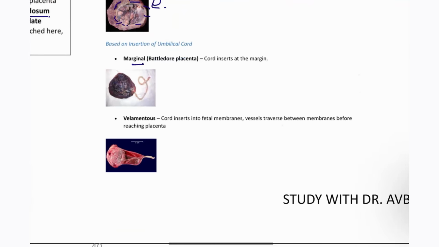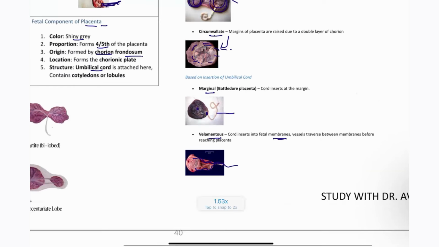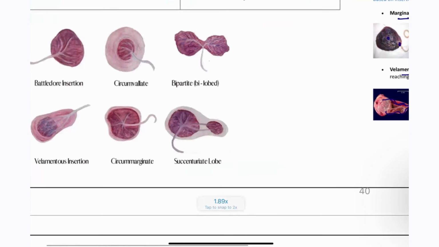Next, marginal battledore: here you can see it is at the very margin. The cord should be central, but the umbilical cord is at the margin. Next, velamentous: the cord vessels are attached only to the chorion, the membranes only. Again, here you can see the battledore insertion, and here the velamentous type of insertion. Battledore is at the margin, velamentous is to the membranes. Circummarginate versus circumvallate: circumvallate has a thick surface ridge; if thin, then it is circummarginate.